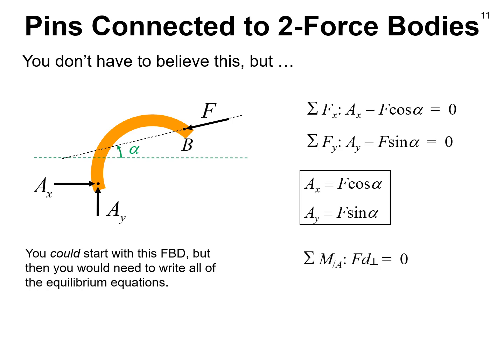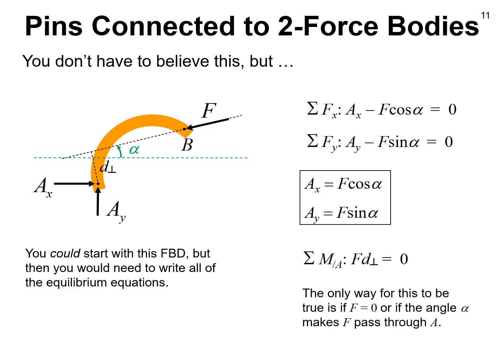And then I say, let's take the moments about the point A. Now, because AX and AY go through the point A, they don't make a moment about A. If I then put in the perpendicular distance between point A and the line of action of F, I now see that the total sum of the moment about A is just from the force F times D perpendicular. But that cannot be 0 unless F is 0, and that wouldn't be a really interesting case, because if there's nothing happening, then there's nothing to do.